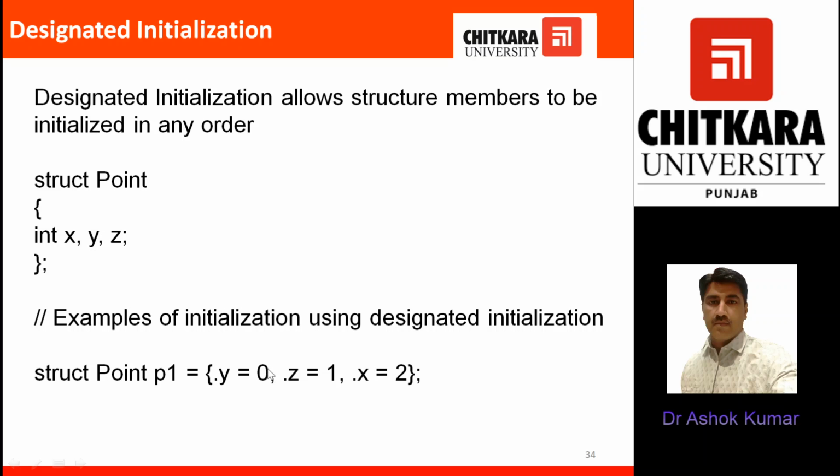I want to assign 0 to the y member. So what you can do is put .y = 0 here. That means that you want to assign this 0 to the y member of p1. And secondly, after the comma I have written .z = 1. So that means this will assign 1 to the third member of the structure, that is the z member, and the third will assign 2 to the x member.